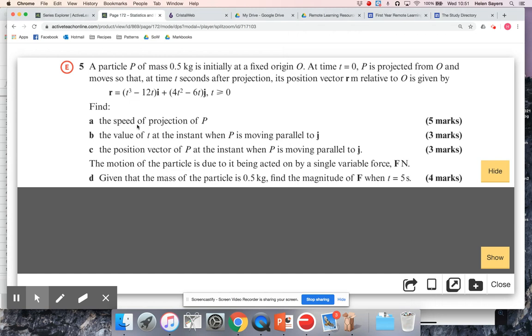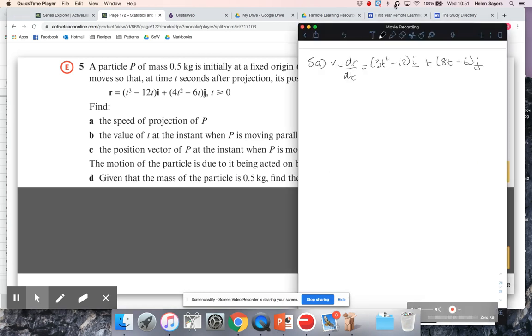But they want the speed. To find the speed, they're not saying in terms of t, so I clearly need a value for this. Let's have a think about what they mean. The speed of projection, that's the point at which it is projected. So that's when t is 0. You've got to be careful to interpret that and think about what they're saying. So when t is 0, the velocity is going to be minus 12i, minus 6j. So that's the velocity when t is 0.